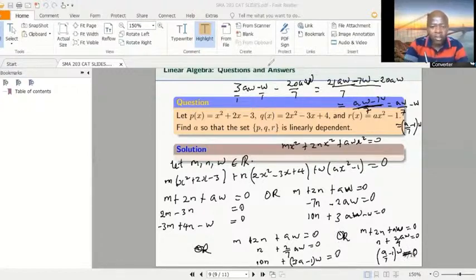Let's go back to the question. The question says, let P and Q and R be polynomials. Find A so that this set of polynomials is linearly dependent. So linearly dependent means that the scalars must exist.